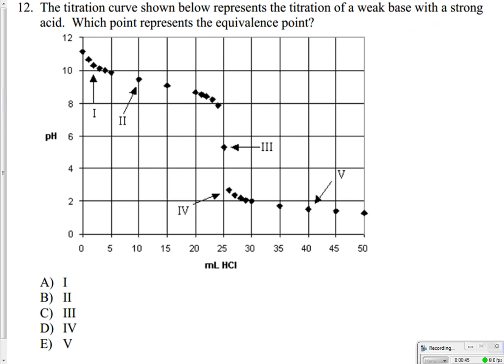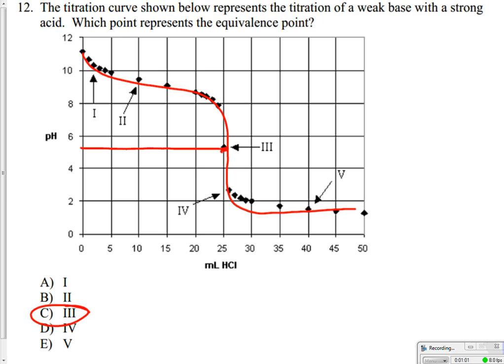Next one, the titration curve shown below represents a weak base with a strong acid. Which point represents the equivalence point? The equivalence point, if you trace this all together, looks like this. The equivalence point is going to be in the middle of the vertical area. So we're really talking about Roman numeral 3 as your equivalence point.